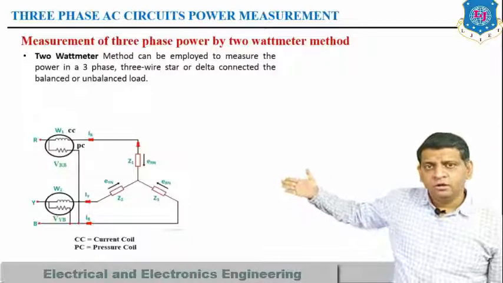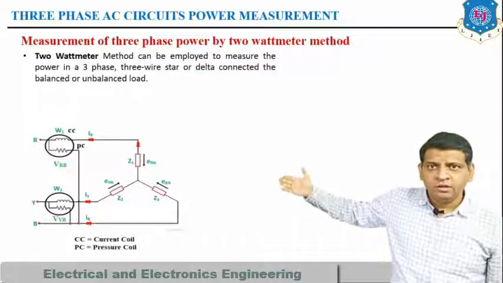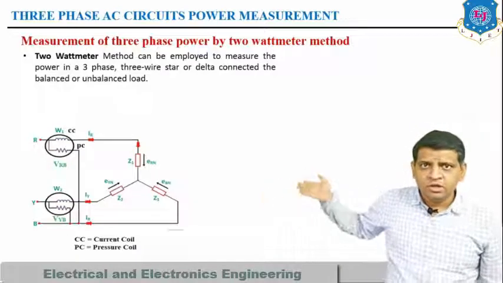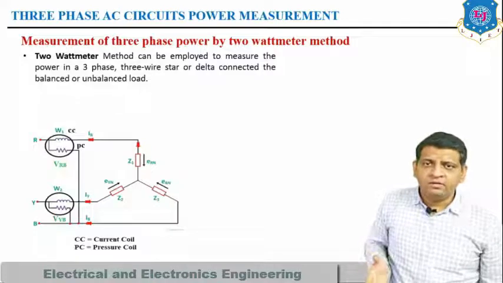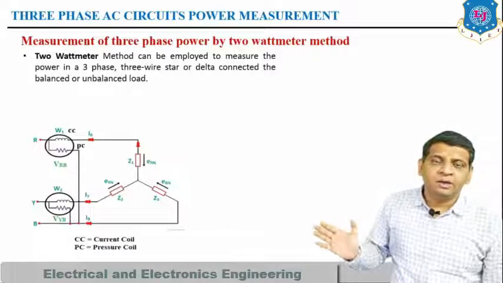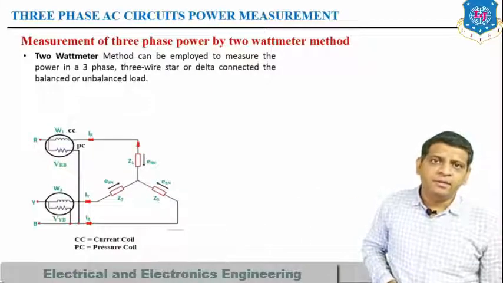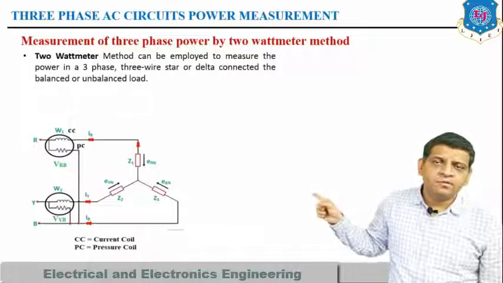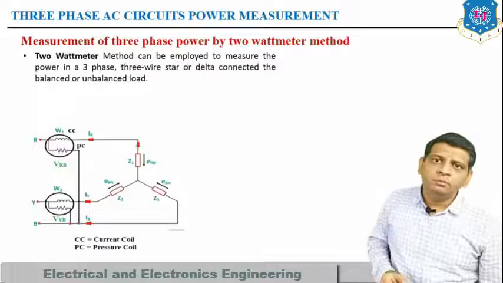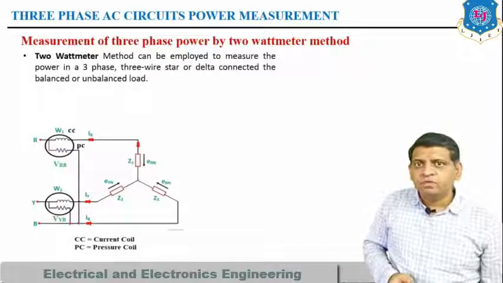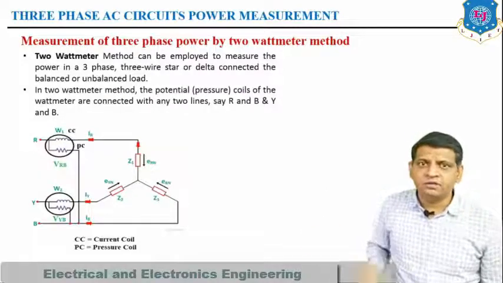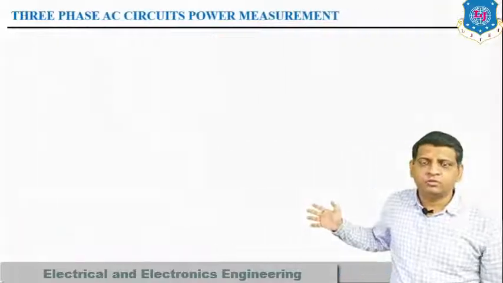So my job is to find W1 and W2, where W1 has 2 components. One component is called the current coil, and the other is called the pressure coil. For W1, the current IR passes through the current coil, and the voltage across the pressure coil of W1 is VRB. Here VRB means one end of the pressure coil is connected to the red phase and the other end is connected to the blue phase, which is left without any wattmeter. The same way for W2. So you can easily find this particular equation. So let us start and derive the equation for the 2 wattmeter method.